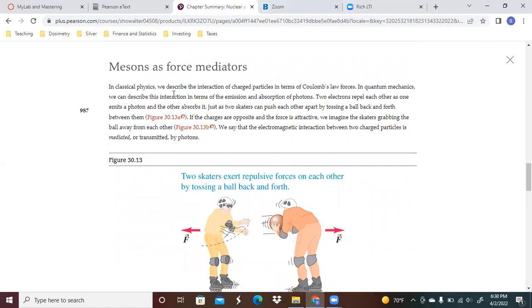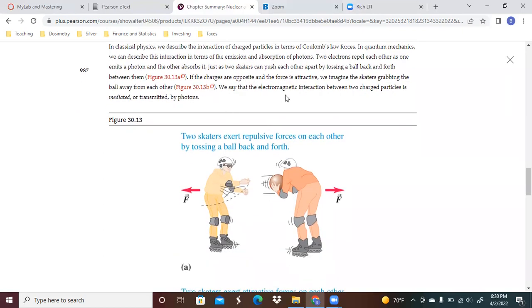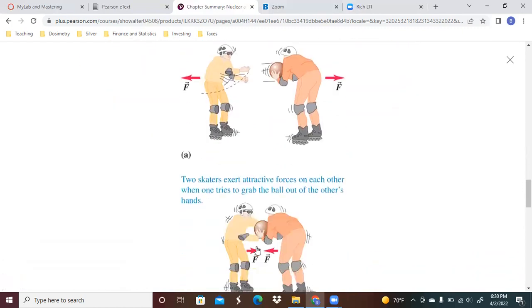In classical physics, we describe the interaction of charged particles in terms of Coulomb's law of forces. In quantum mechanics, we can describe this interaction in terms of the emission and absorption of photons. So 2 electrons repel each other as one emits a photon and the other absorbs it, just as 2 skaters can push each other apart by tossing a ball back and forth between them. If the charges are opposite and the forces are attractive, we imagine the skaters grabbing the ball away from each other. We can say that the electromagnetic interaction between 2 charged particles is mediated or transmitted by those photons.